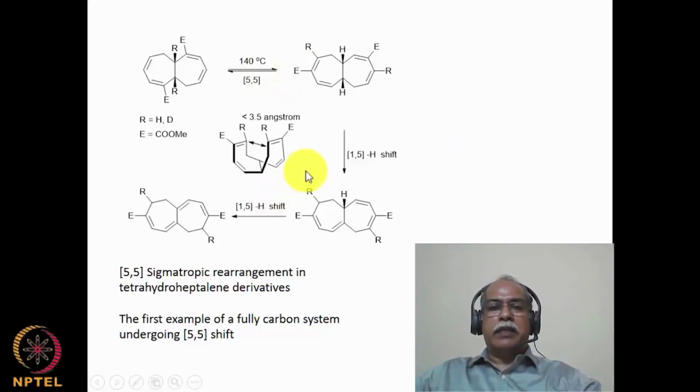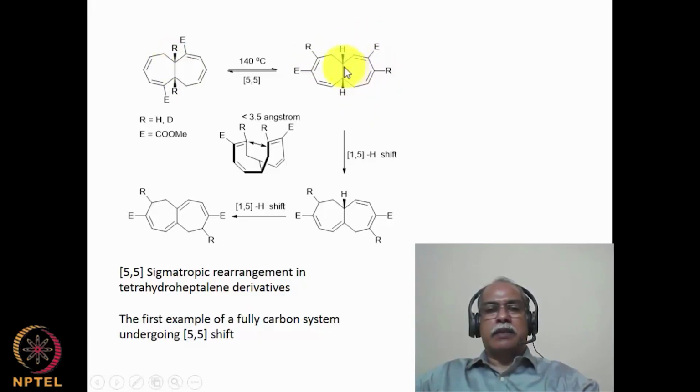The 5,5 sigmatropic rearrangement is essentially facilitated by the interaction of these two carbons, the R substituted carbon with this R substituted carbon. Why is it a 5,5 sigmatropic rearrangement? If you look at this carbon-carbon bond here, this is carbon number 1, 2, 3, 4, 5. So the breaking of this carbon-carbon bond is what is taking place. 1, 2, 3, 4, 5. This is 1, 2, 3, 4, 5. The carbon-carbon bond that is breaking is this particular carbon-carbon bond, resulting in the formation of this particular product.